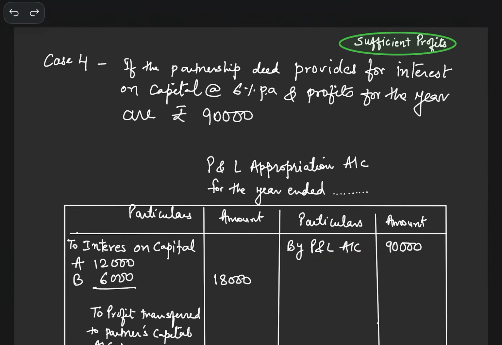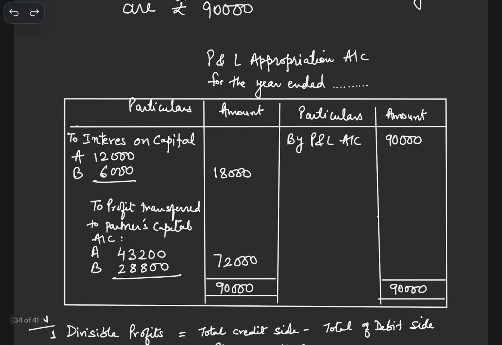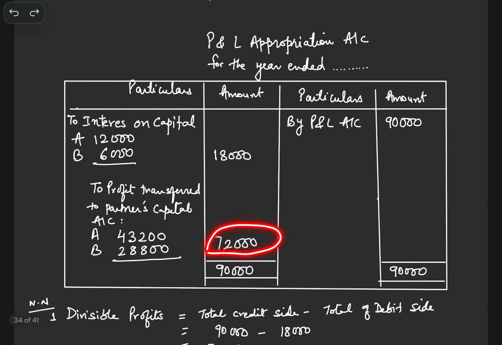And then we have to find out the divisible profit. How do we find out the divisible profit? We find the total of the credit side minus the total of the debit side. So from this point, 90,000 minus 18,000, which gives us 72,000. This 72,000 is being divided between the two partners A and B in their profit sharing ratio, that is 3:2, right? So let's revise once again.